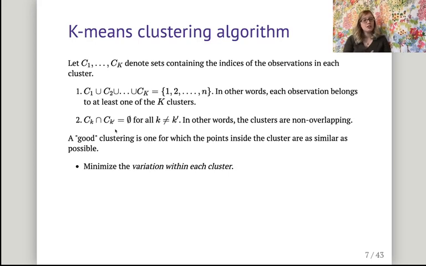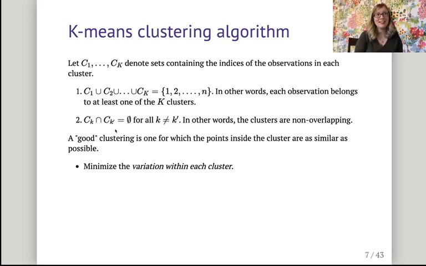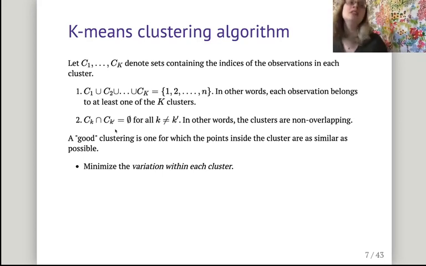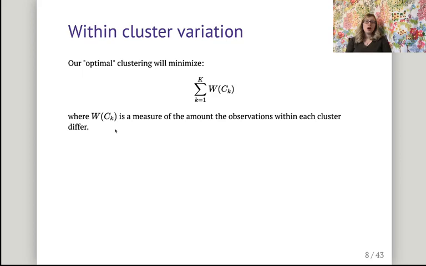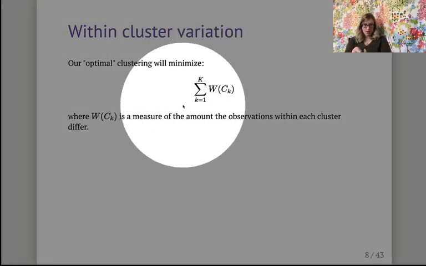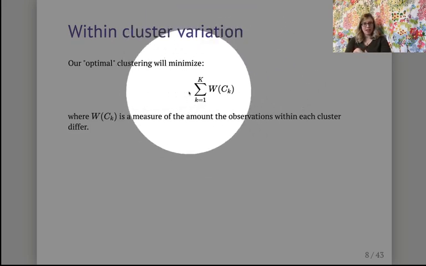A good clustering, one that we want, is one where all of the points inside the cluster are as similar as possible. So we want to keep similar observations close together in the same cluster. Observations that are far apart or dissimilar, we want to put in different clusters. We'll do this by trying to minimize the variation within each of the clusters. So our optimal clustering will minimize the sum of our measures of variation.